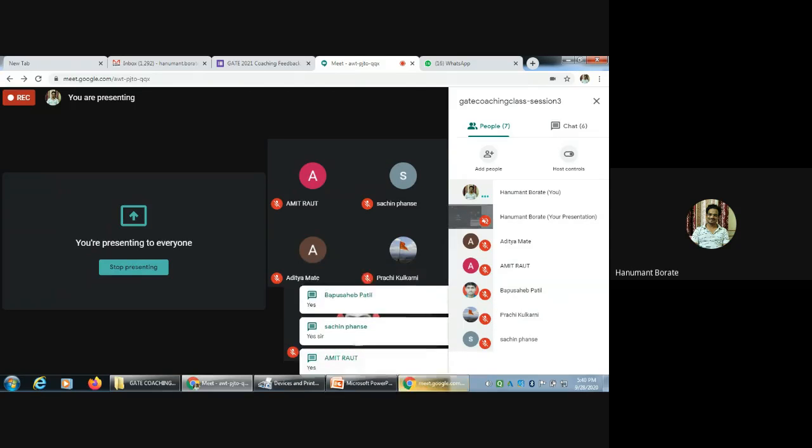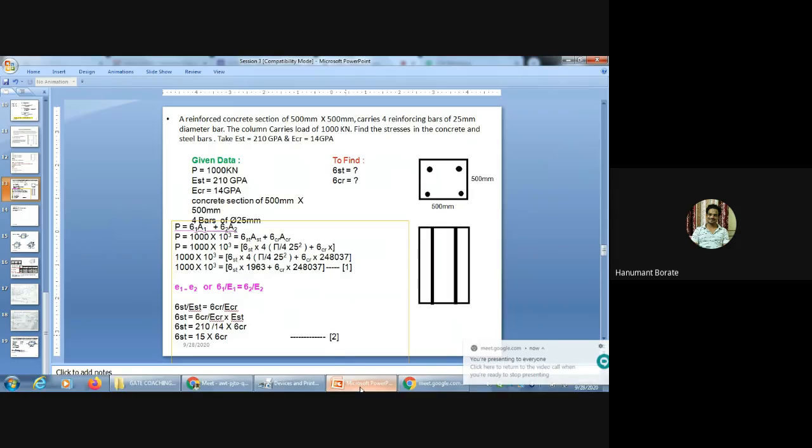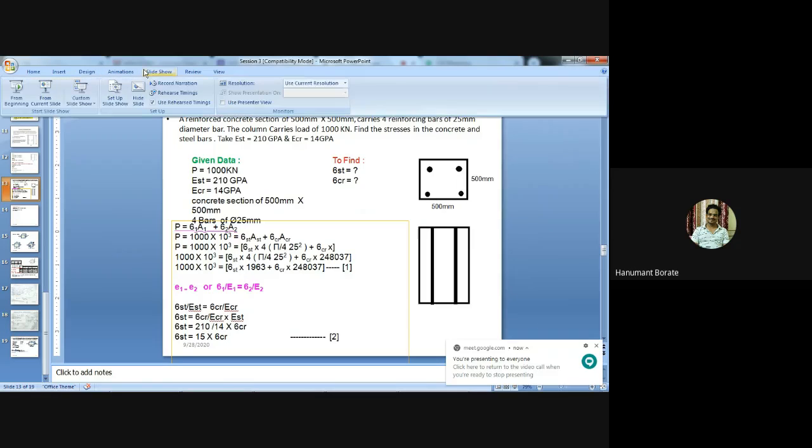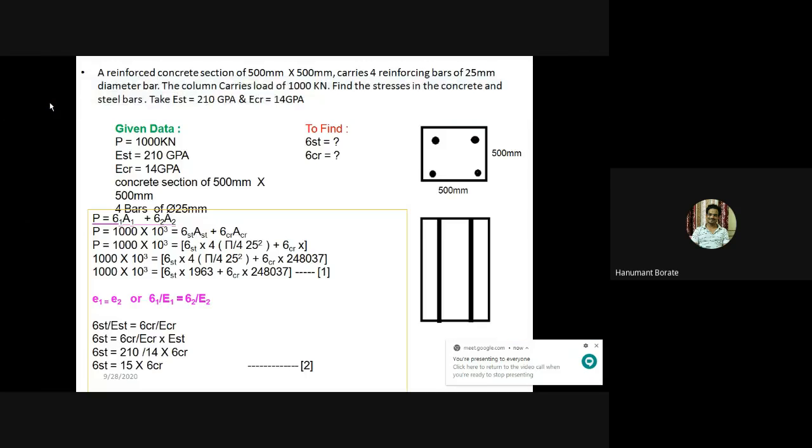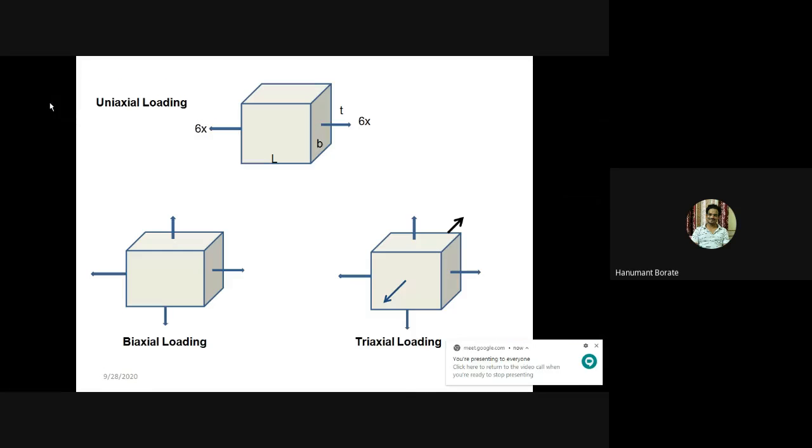Okay, now we'll see generalized Hooke's law, where the system is loaded in all directions. This is a 3-dimensional body. Uniaxial loading means force applied in one direction, and that system is known as uniaxial loading.